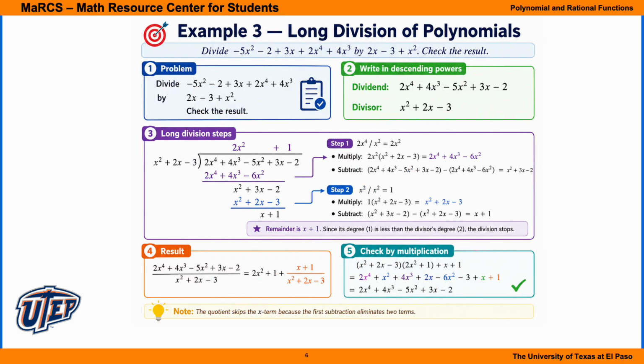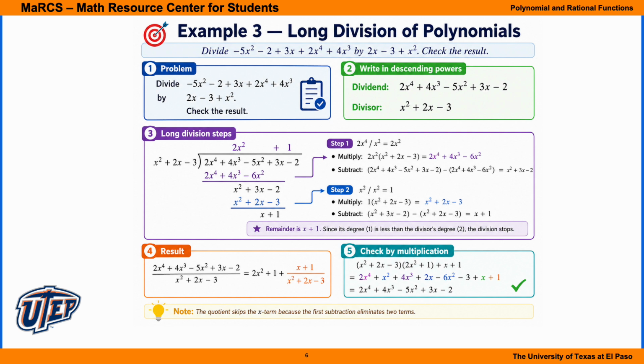So here we're given another example, but this time we are dividing by a trinomial. So we're given the function negative 5x squared minus 2 plus 3x plus 2x to the power 4 plus 4x cubed, and we're dividing that by 2x minus 3 plus x squared. So we see that the powers are not in descending order, so we rewrite. So now we are left with 2x to the power 4 plus 4x cubed minus 5x squared plus 3x minus 2 for the dividend, and for the divisor we have x squared plus 2x minus 3.